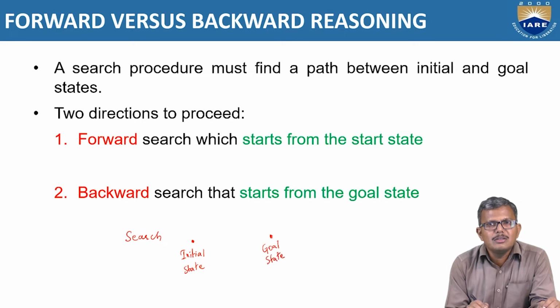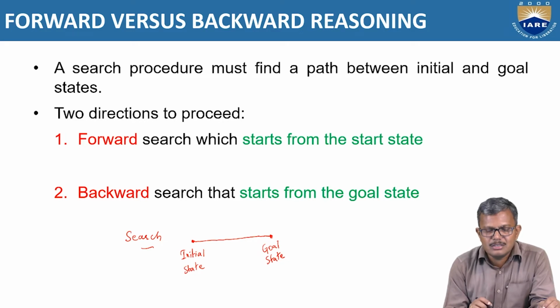Okay, which is called the goal state. In the search process, your primary duty is to identify the initial state and the goal state. And what is our motto? Our motto is to identify a specific path between these two. Performing the search activity here is nothing but identifying a path between the initial state and the goal state.